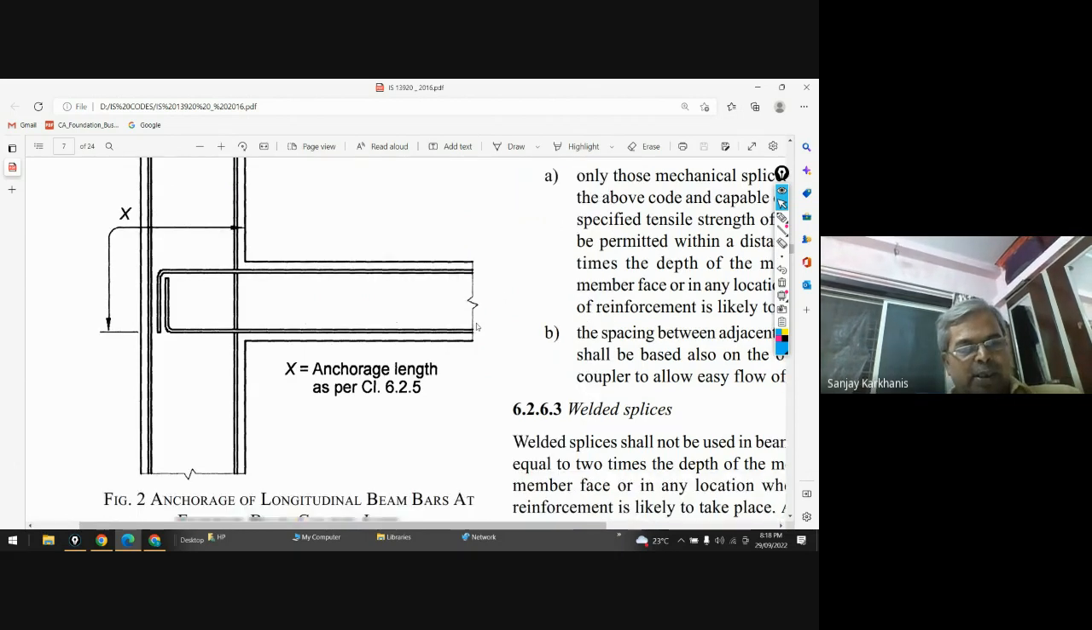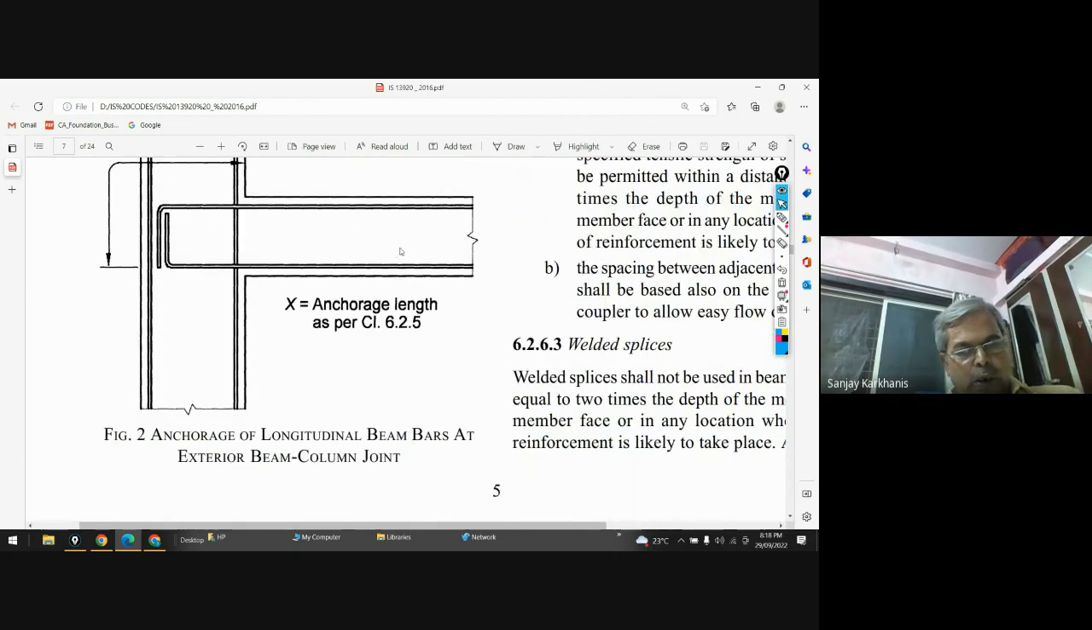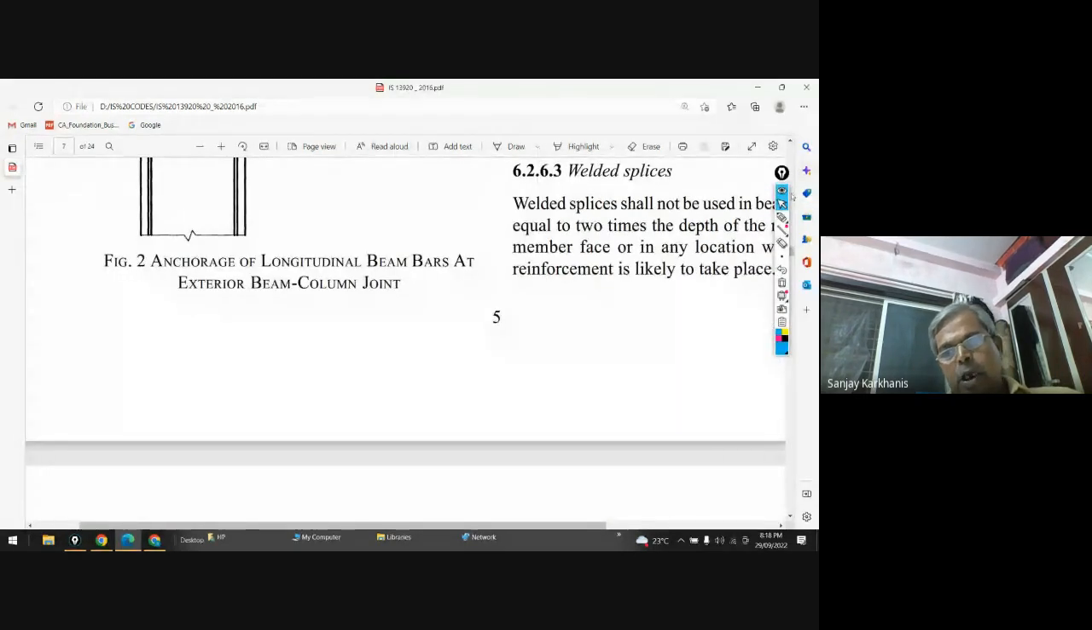Now you will see that this is also one of the indirect approaches that the code has provided. Let's say you're having a column something like this. This is your dimension, the width of the column. Let's say the width of the column is something around 200, because the code says that it shall not be less than 200. And this is your beam.